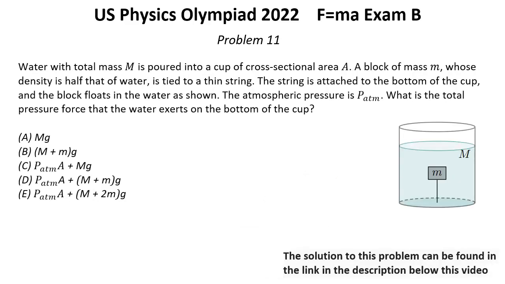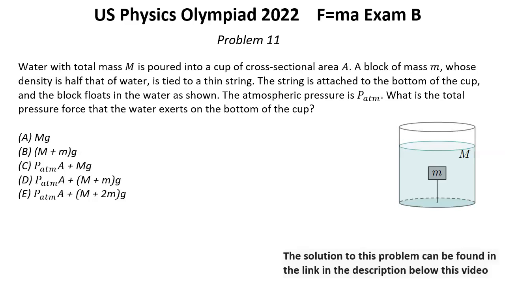Problem number 11. Water with a total mass big M is poured into a cup of a cross-sectional area A. A block of mass small m, whose density is half that of water, is tied to a thin string. The string is attached to the bottom of the cup, and the block floats in the water as shown. The atmospheric pressure is P atmosphere. What is the total pressure force that water exerts on the bottom of the cup?